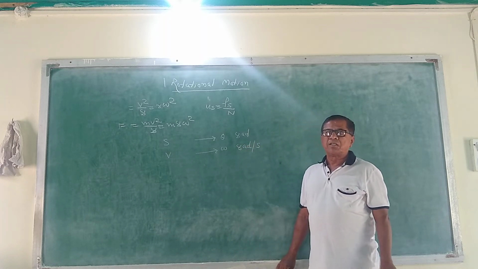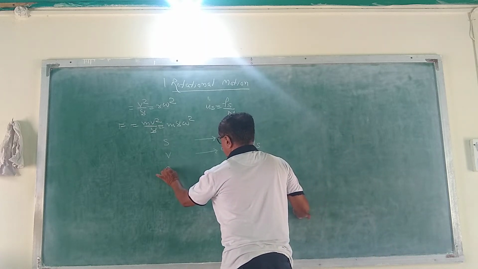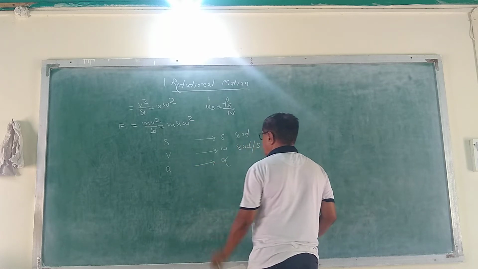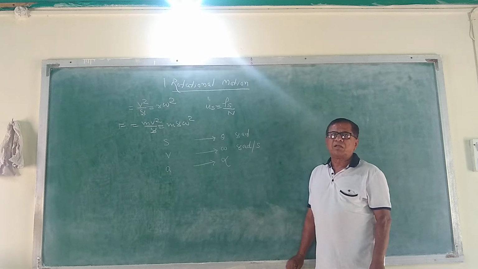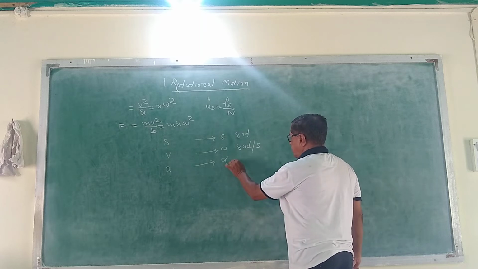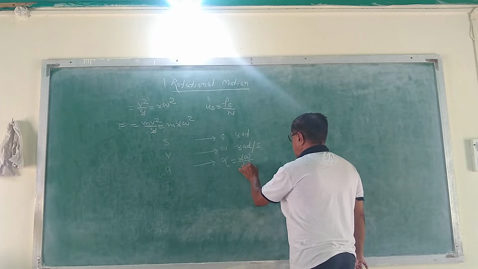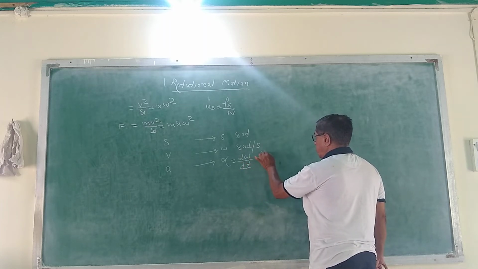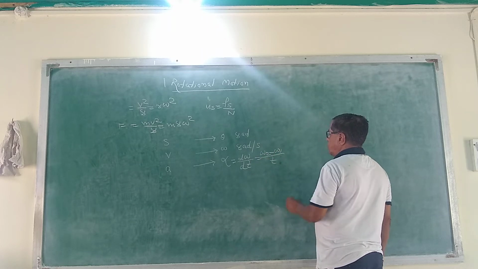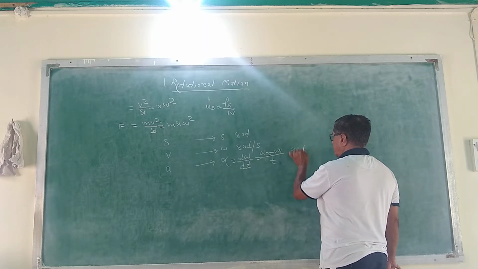Now after that, the acceleration. In translational motion, we call it acceleration. In rotational motion, we call it the angular acceleration. The angular acceleration is defined as the rate of change of the angular velocity. That is alpha is equal to d omega by dt. That can also be taken as omega 2 minus omega 1 upon t. The unit of angular acceleration is radian per second square.